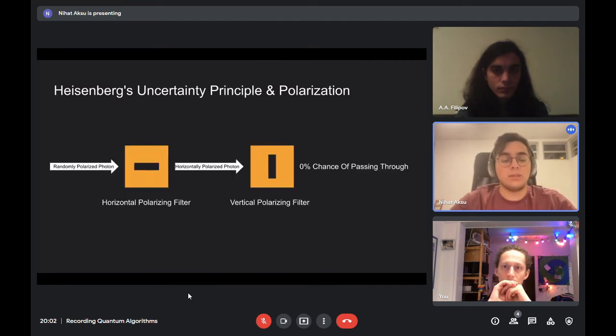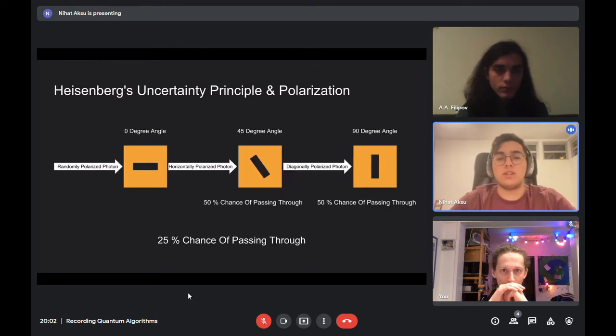Imagine we have a randomly polarized photon, which passes through a horizontal polarizing filter, and it becomes a horizontally polarized photon. But this cannot pass through a vertical polarizing filter. It has a 0 chance of passing through.